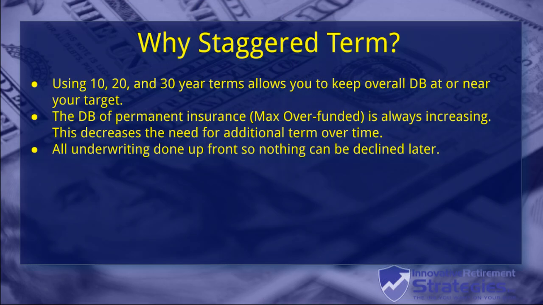And again, I just want to stress that the death benefit of permanent life insurance is always increasing. And as it increases, the need for additional term from outside decreases. Also, all underwriting is done upfront, so nothing can be declined later.